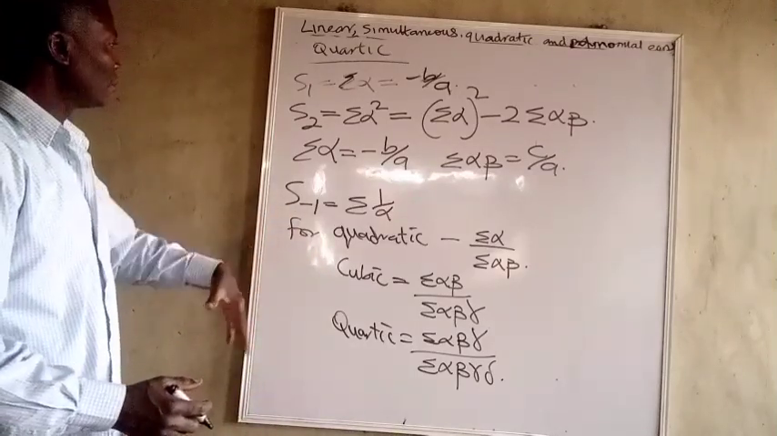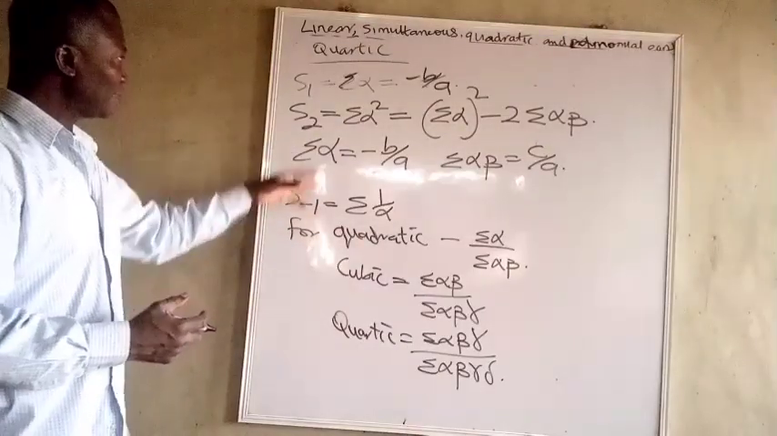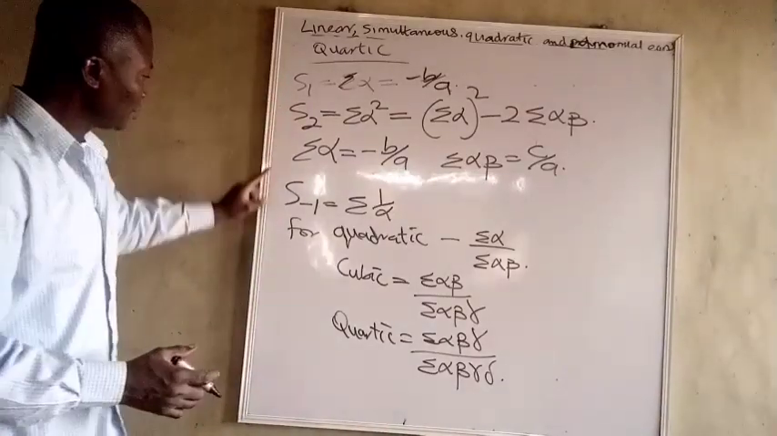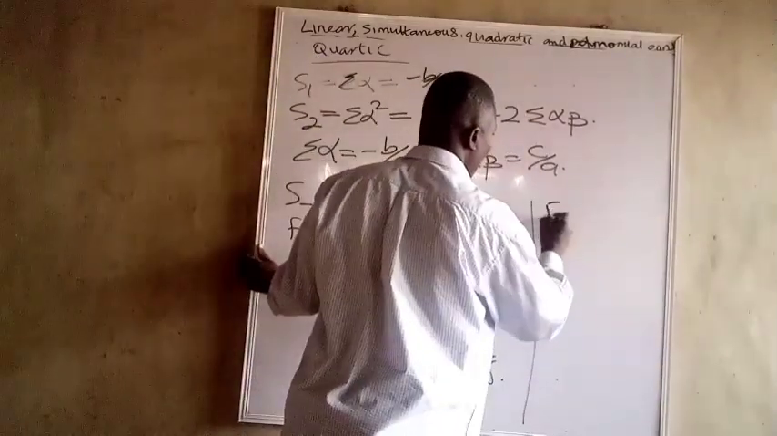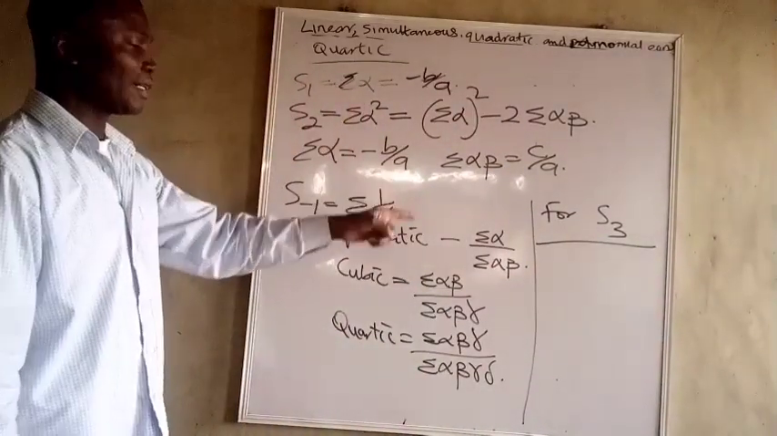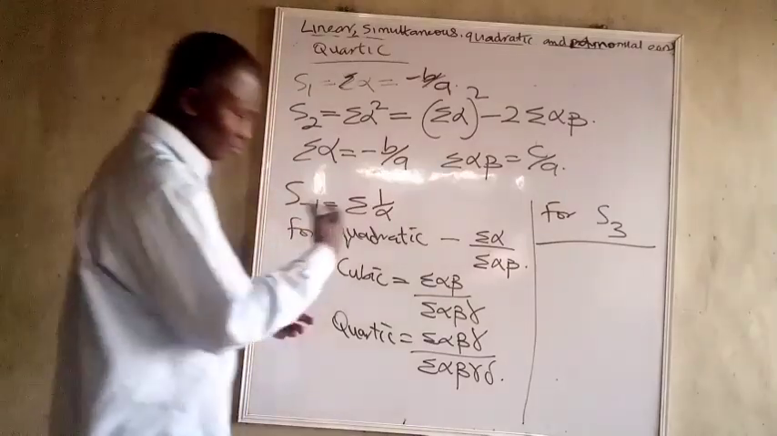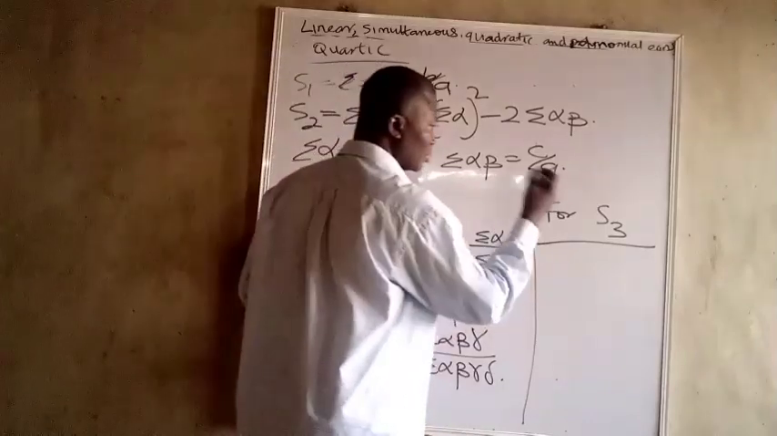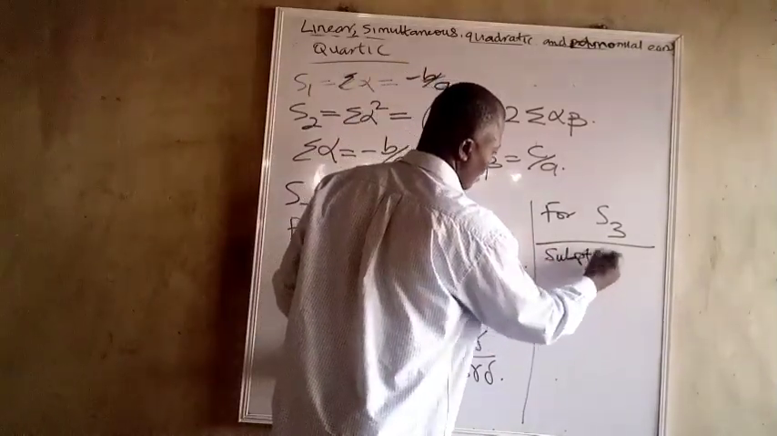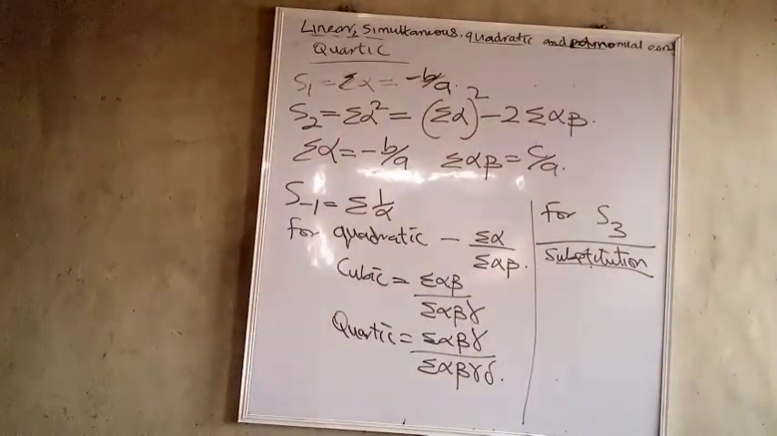And after this, for S3, I cannot give you a straight formula. I am giving you S1, S2, S minus 1. But for S3, I won't be able to give you a standard formula. It varies from one to the other. And that is why, with practice, you can easily use substitution in this instance. Now, let's go into the real thing we have dedicated this lecture for: solution of questions.